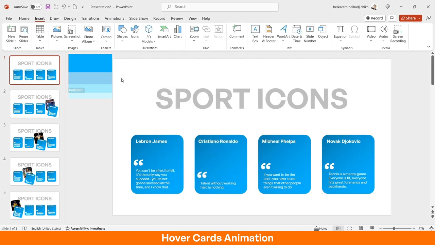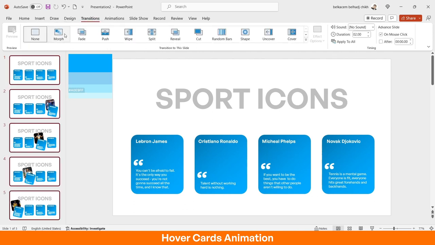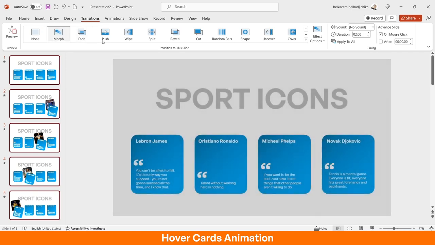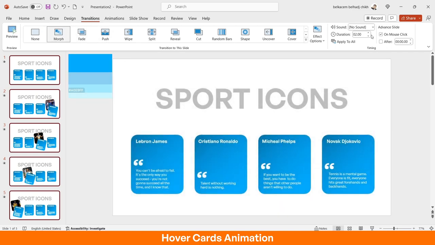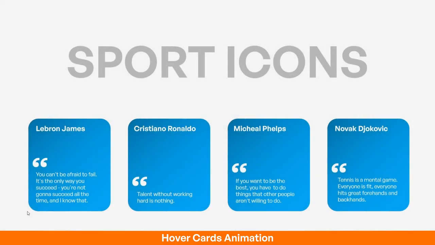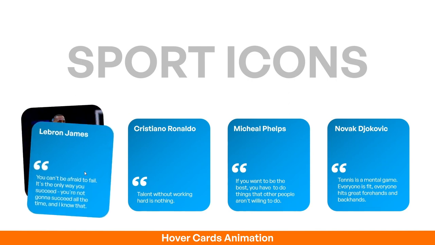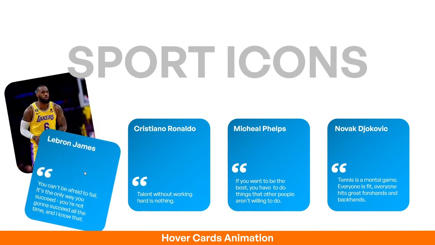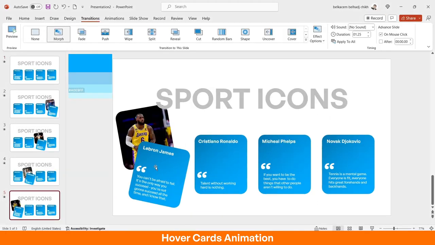See, it was quick. Anyway, so here I'm gonna hit Ctrl A to select all slides, then add the morph transition. Then I'll change the duration to 1.24. So let's try it. Nice. So the second card won't work because it has no action.